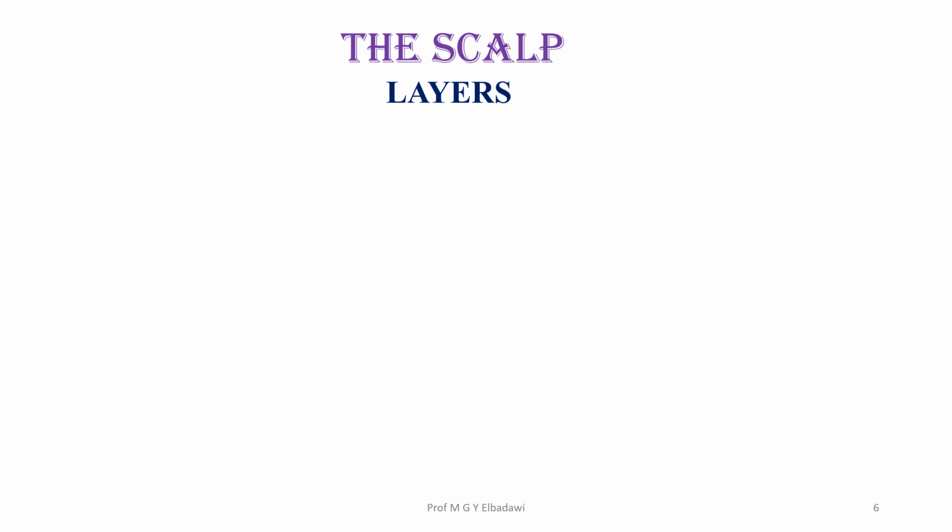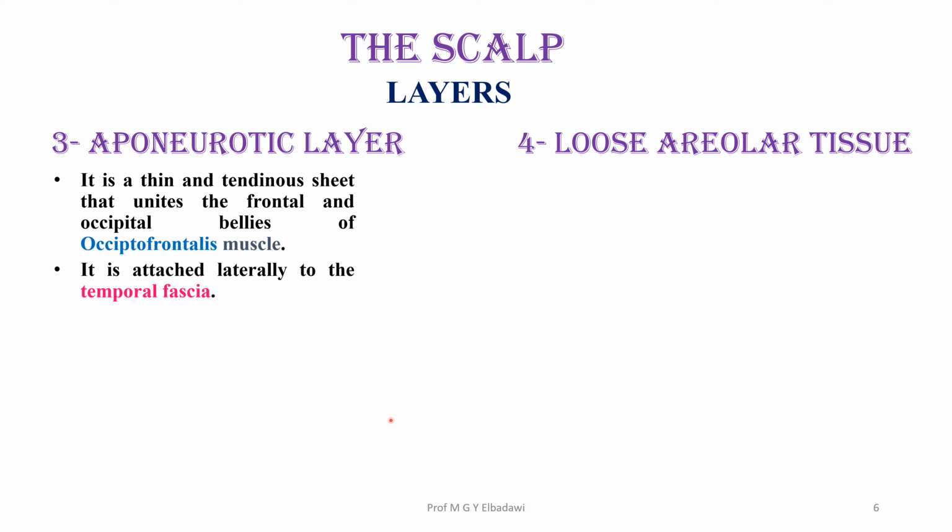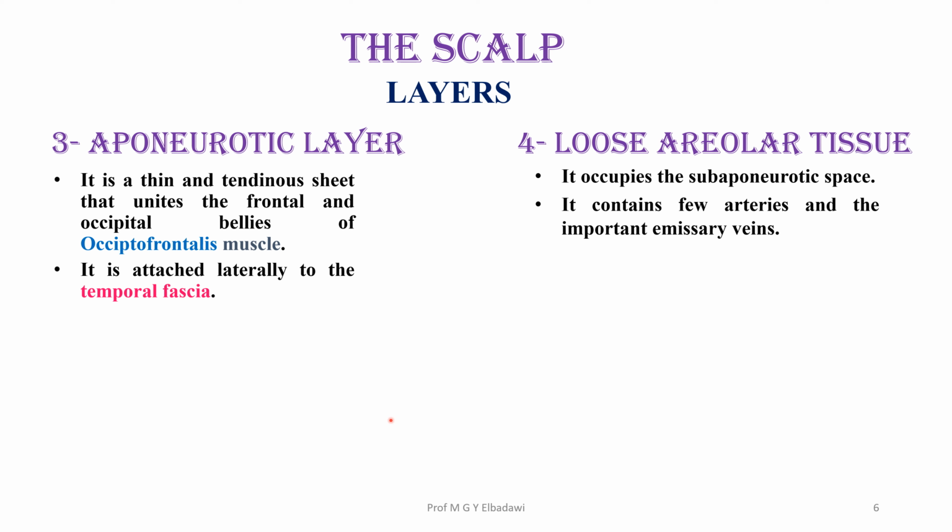The third layer is the aponeurotic layer, the epicranial aponeurosis, a tendinous sheet which connects the frontalis muscle with the occipitalis parts of the occipitofrontalis. On each side, laterally, it is attached to the temporal fascia. The fourth layer, the loose areolar connective tissue, is found in the subaponeurotic space and contains few arteries and some important emissary veins which connect the veins outside the skull with the veins inside the skull. It has a role which will be described later.